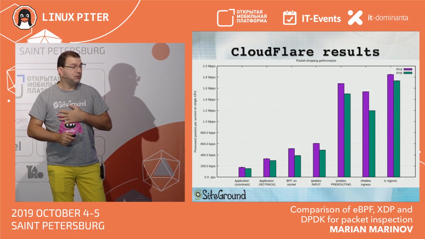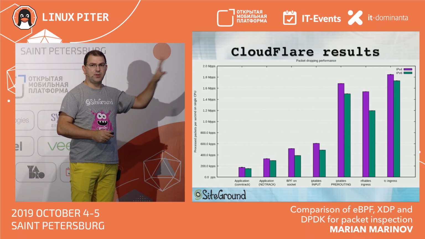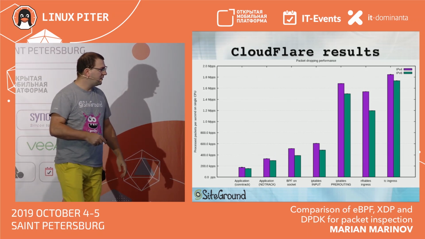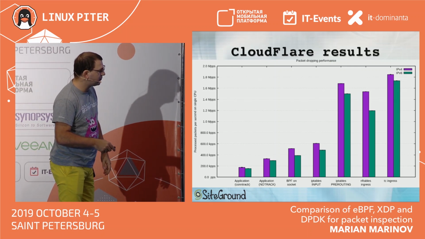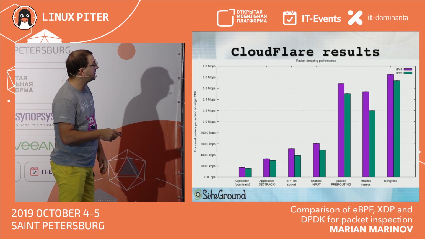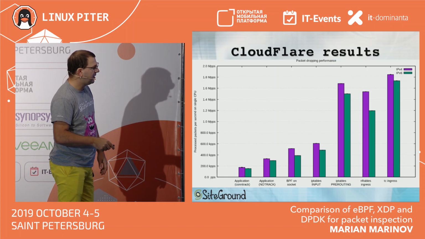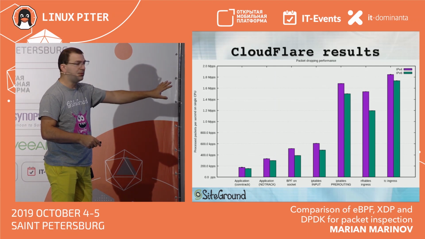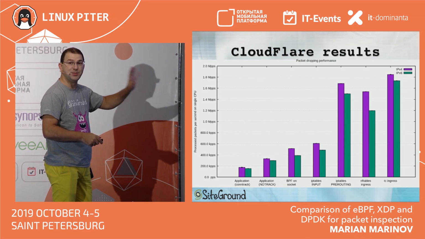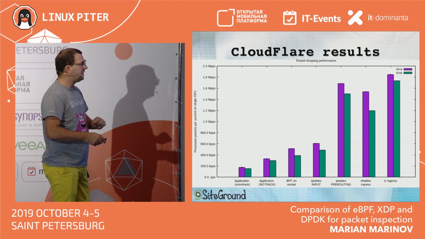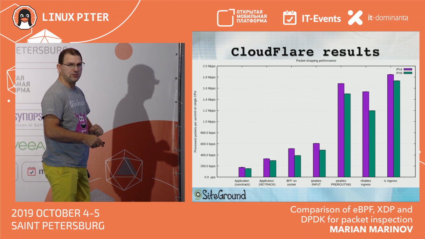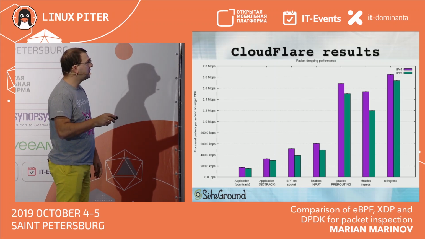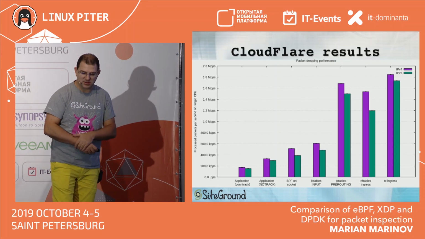So how slow? This is from the Cloudflare blog post. What if you're dropping with iptables in pre-routing? Here you have 1.6 million packets per second, and if you're doing this with nftables, I still don't know why nftables is slower. It's supposed to be faster. And what if you're using traffic control, TC, to drop the packets? You can see that with TC you can reach around 2 million packets per second.